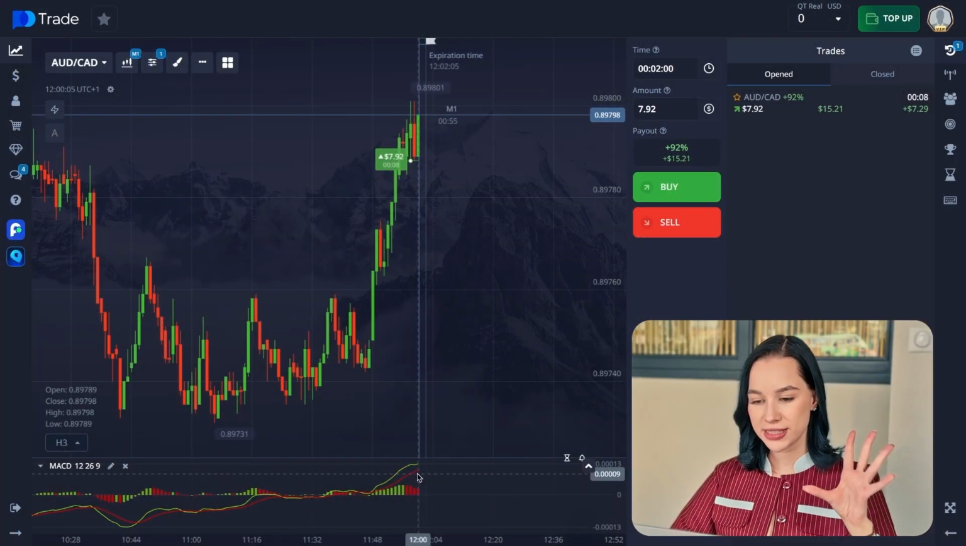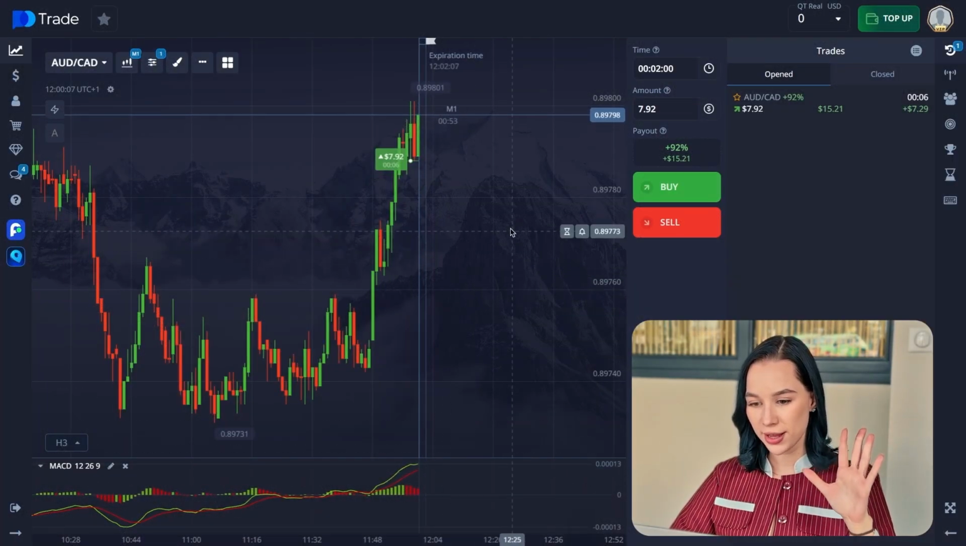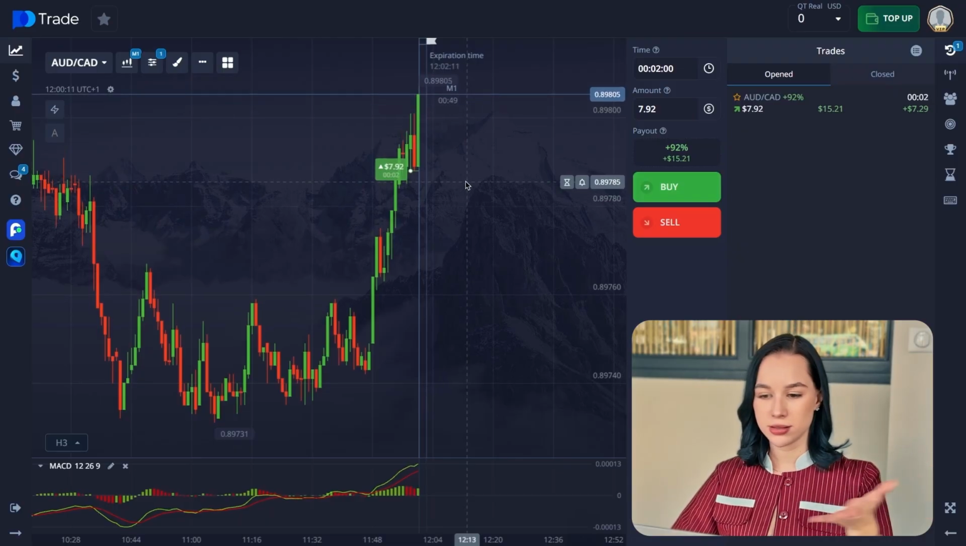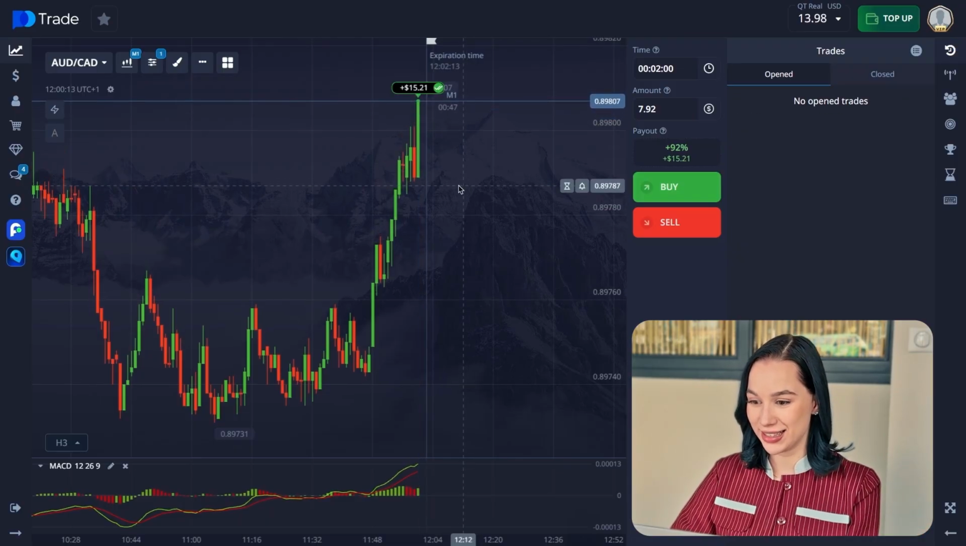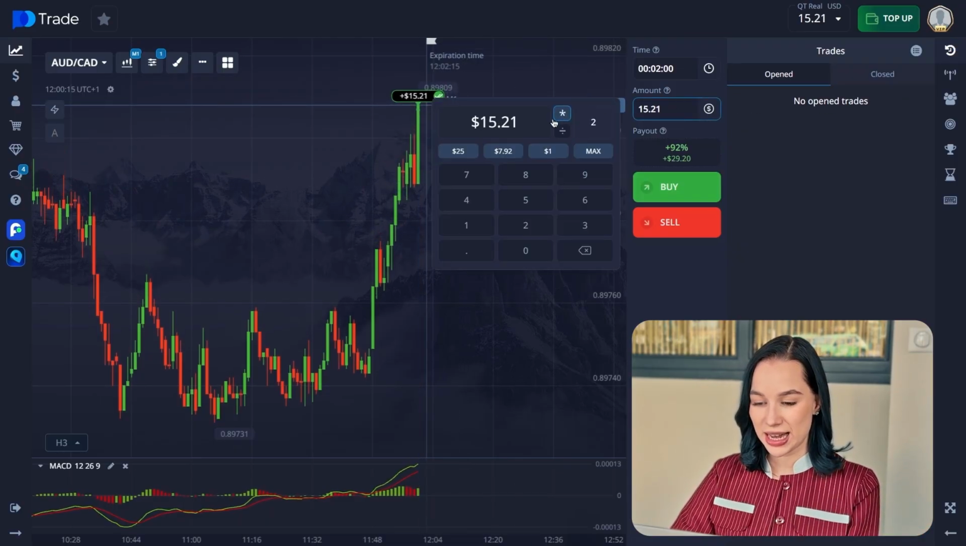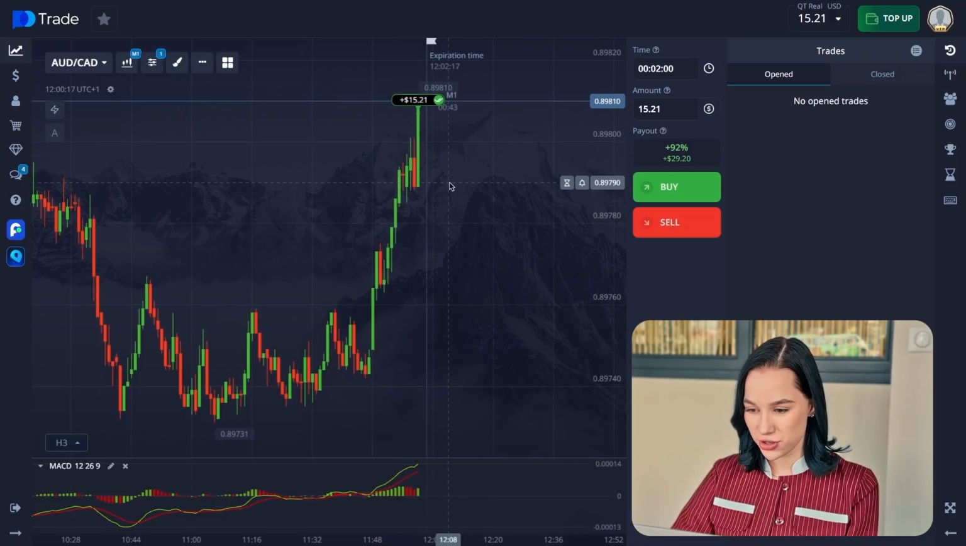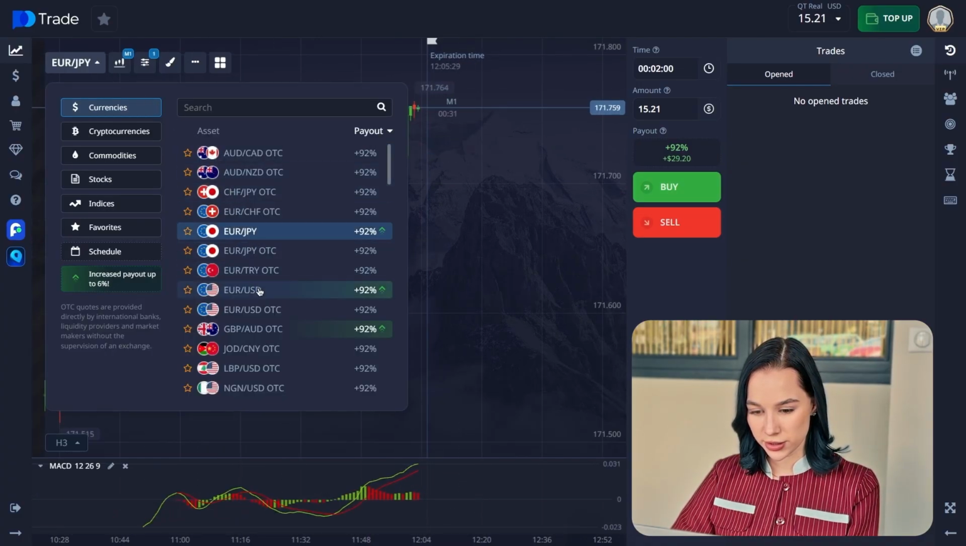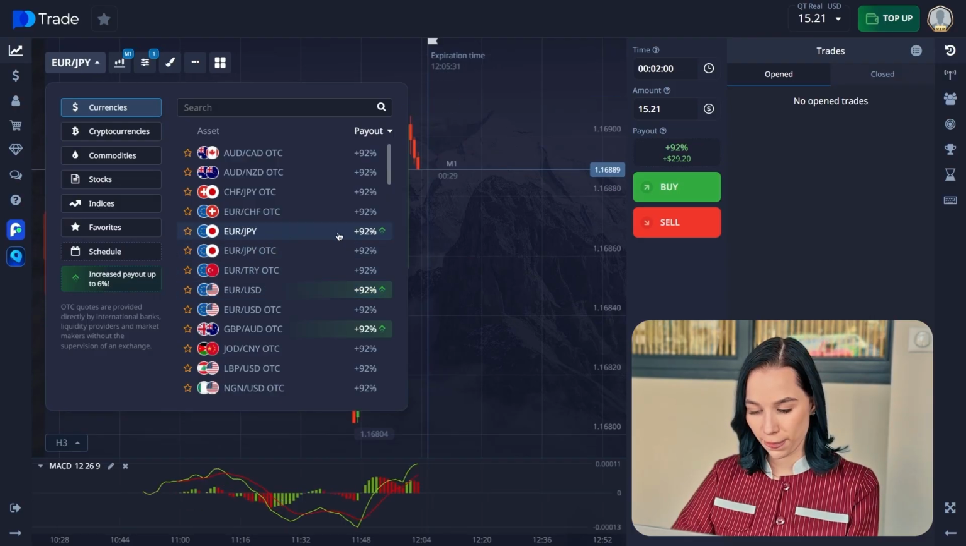So guys, I have 7 seconds till the end of a trade. 5, 4, 3, 2, 1. And what was that in the end? Okay, we closed this trade successfully. So let's change the amount of money and we go to another currency pair.